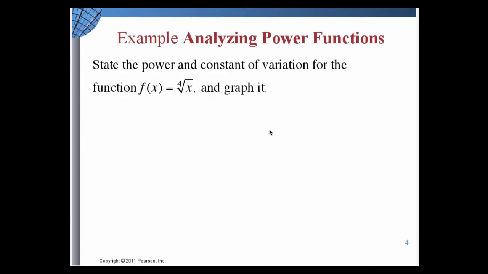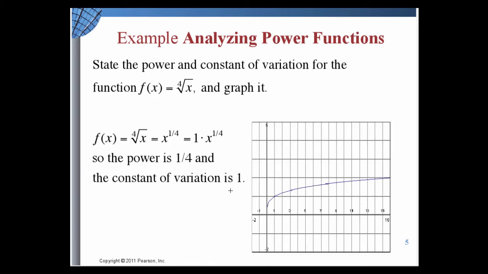An example of analyzing power functions: state the power and constant of variation for the function f of x equals the fourth root of x, and draw the graph of it. Well, anytime we're working with root functions, it's always a good idea to convert that root function to make it look like a power function. And this is going to be especially important when we get to calculus. So if I rewrite f of x as f of x equals x to the 1/4 power in rational exponent form, it's much easier to do the analysis that we're asked to do.